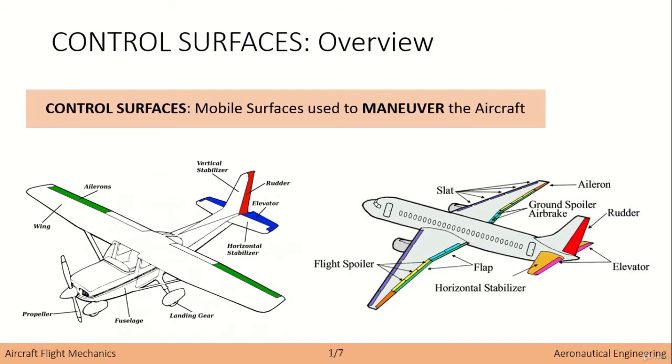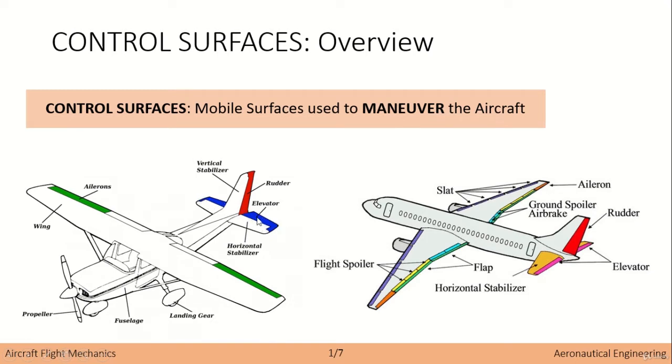So let's begin by defining what control surfaces are. These are basically mobile surfaces used on an aircraft in order to maneuver the aircraft itself. We will be talking about three types of control surfaces. We have ailerons, which are control surfaces located on the wingtips. We also have elevators, which are located on the horizontal stabilizer of the tail.